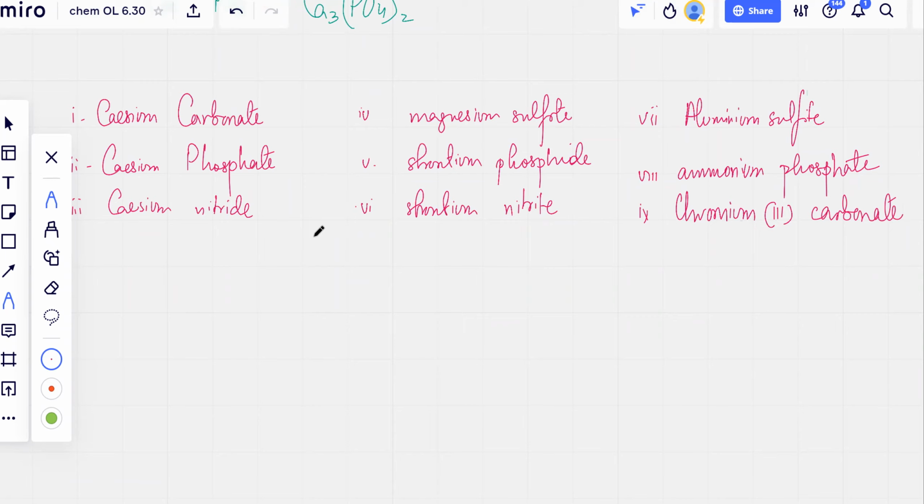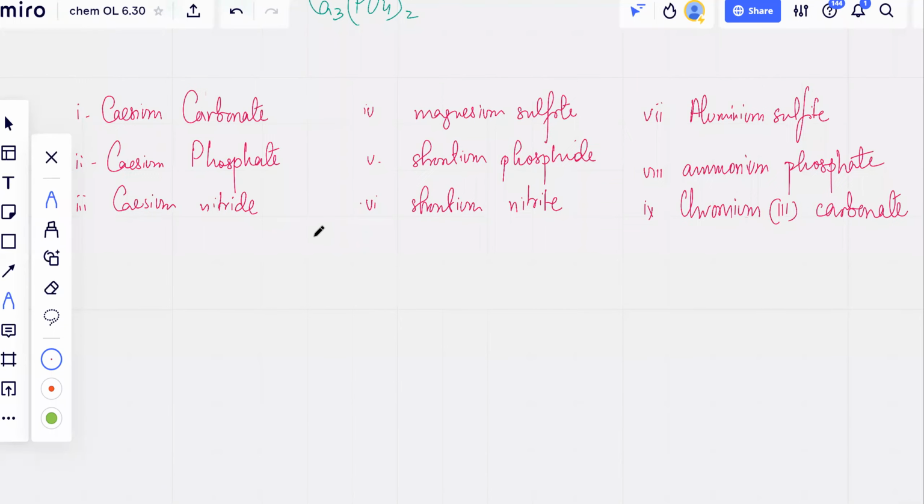Sir, in part 4, is that magnesium sulfite? Yes, that's sulfide, ITE. All right, okay, thank you, sir. I mean this part.